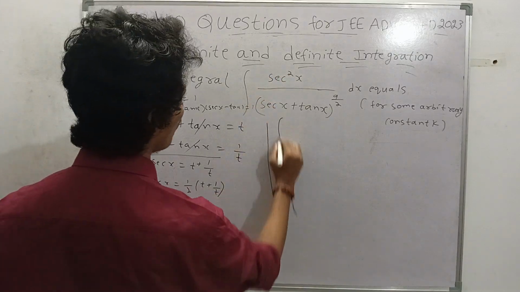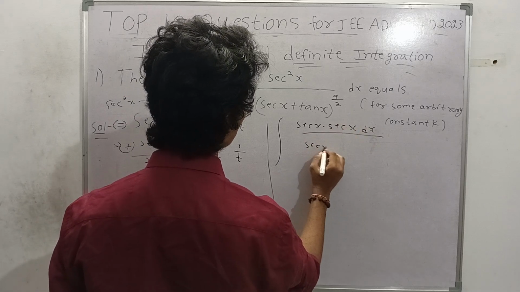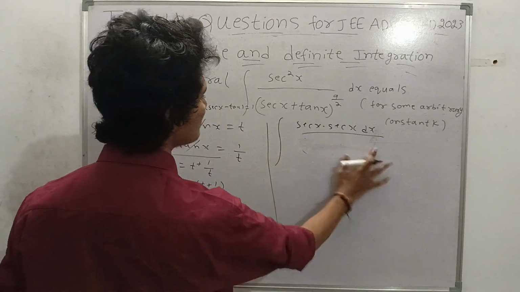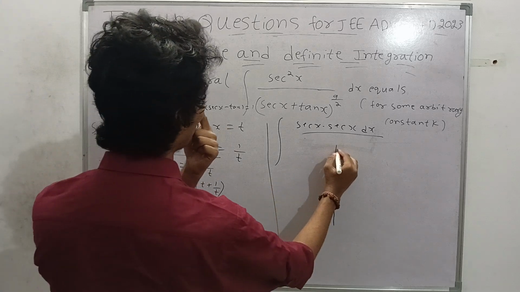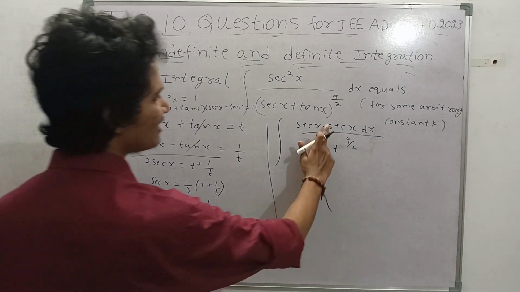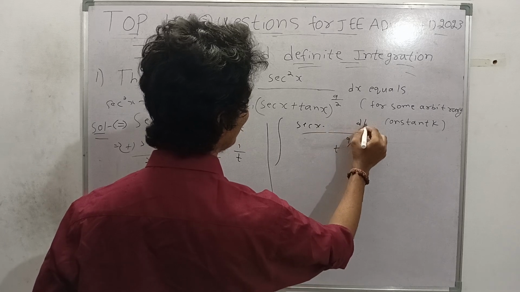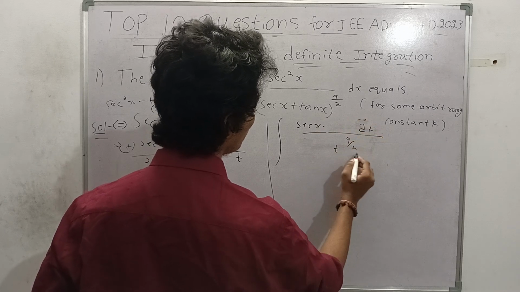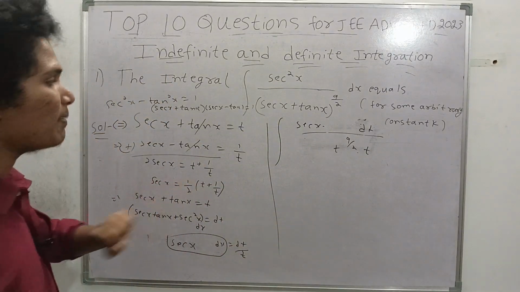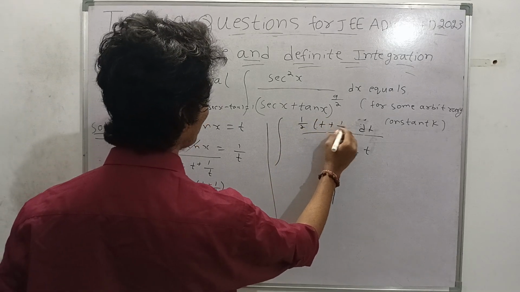Here it is secant square x. What I can do? Secant x into secant x dx divided by secant x plus tan x whole power 9 by 2. But I assumed secant x plus tan x equal to t. So it will be t power 9 by 2 simply. And now what is secant x into dx? This secant x into dx is nothing but dt by t. It is dt divided by t. So it will come down and become multiplication. And what about secant x? This secant x I can replace as half into t plus 1 by t.